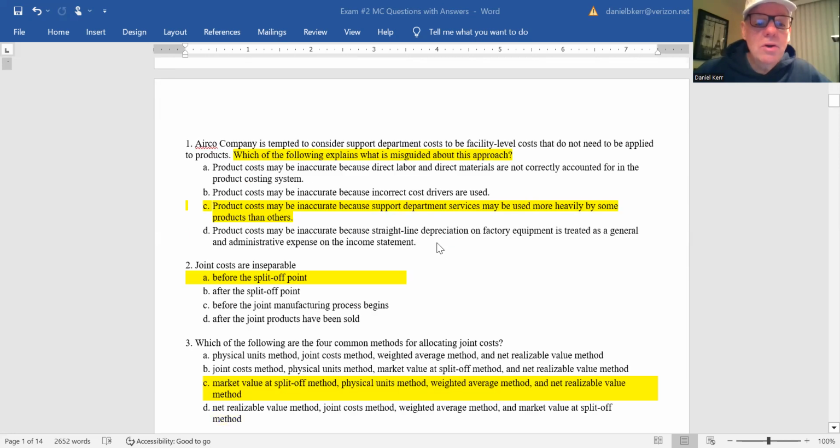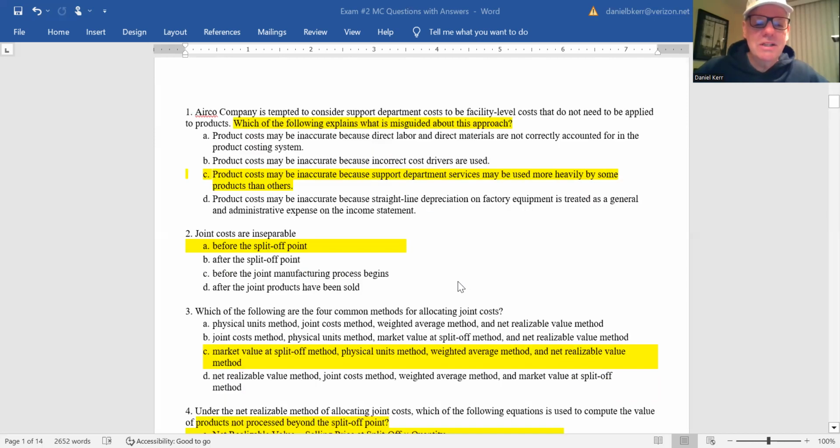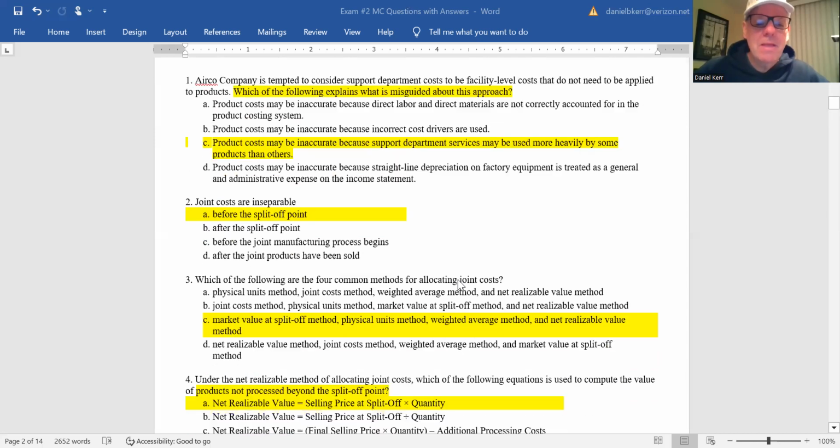Okay, number 2, joint costs are costs that are inseparable before split off. That is the definition of a joint cost. Remember the story about the little pig in New Hampshire before being sent off to be dressed, all those costs that they had to incur to get the pig ready to be dressed. So the answer there is A.